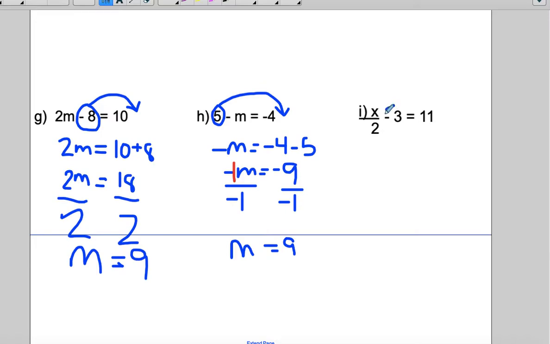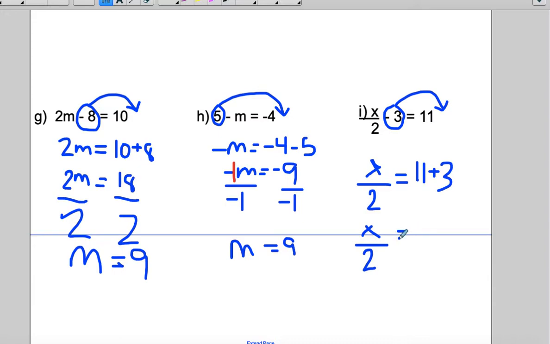Lastly, this question, remember you want to take away the stuff that's not attached by multiplication or division first and move it away from the x. So here we have x over 2 is equal to 11 plus 3. X over 2 equals 11 plus 3 is 14. And here we're going to cross multiply this 2 up to get it out of the denominator. And we'll be left with x is equal to 28.